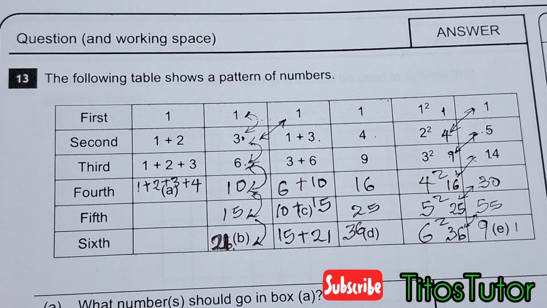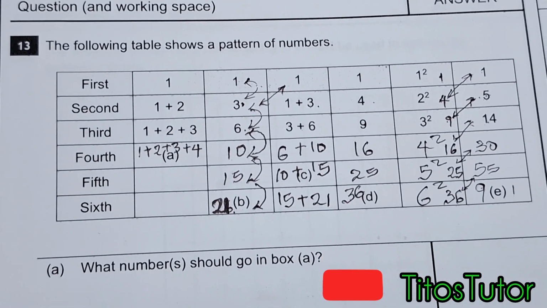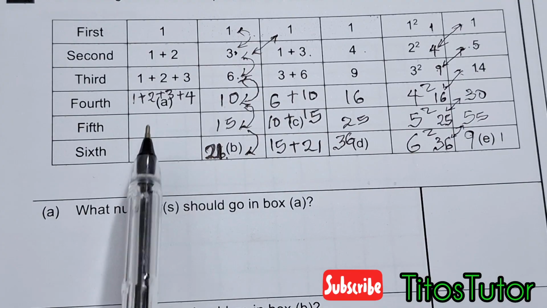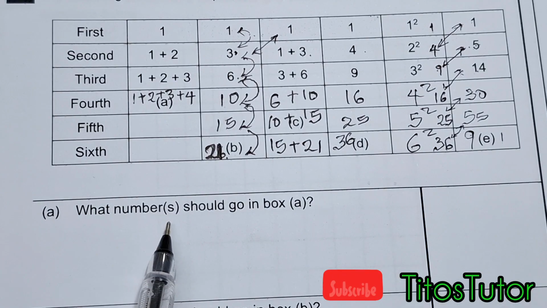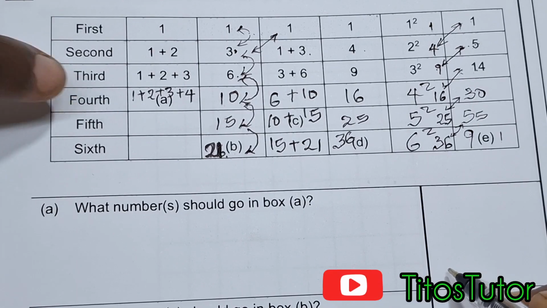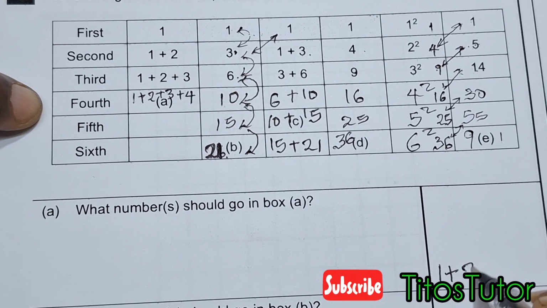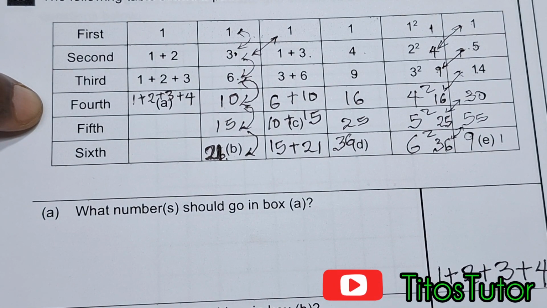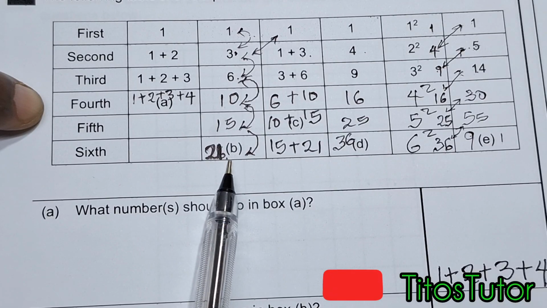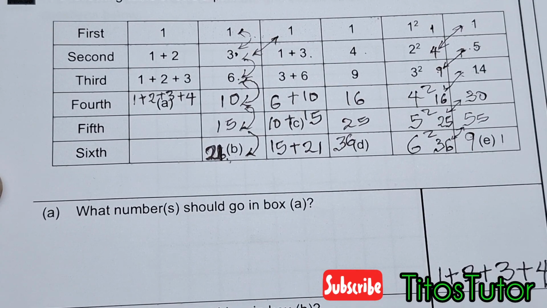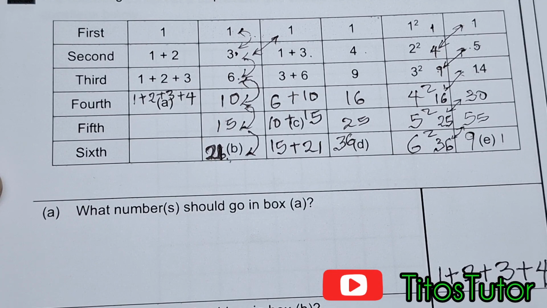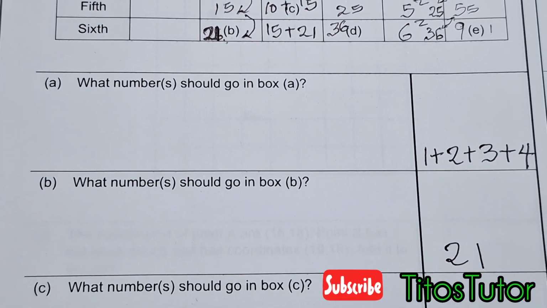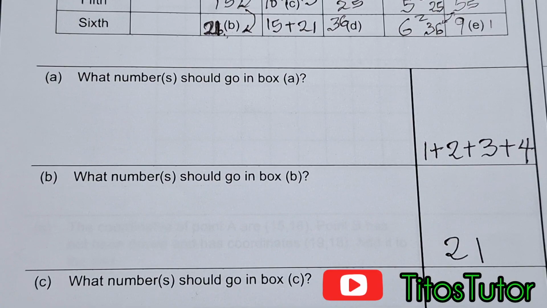Now that you have filled the table, you can now go to the questions and ask yourself. A says, what number should go in box A? Can you see? So for this one, A, the fourth, is 1 plus 2 plus 3 plus 4. Those are the numbers that go into A. Then B, this is B, and it's 21. So 21 goes into box B. So you go to the next question.